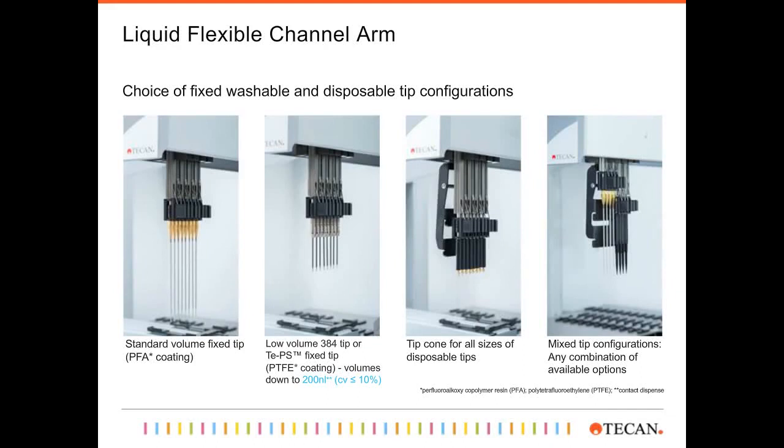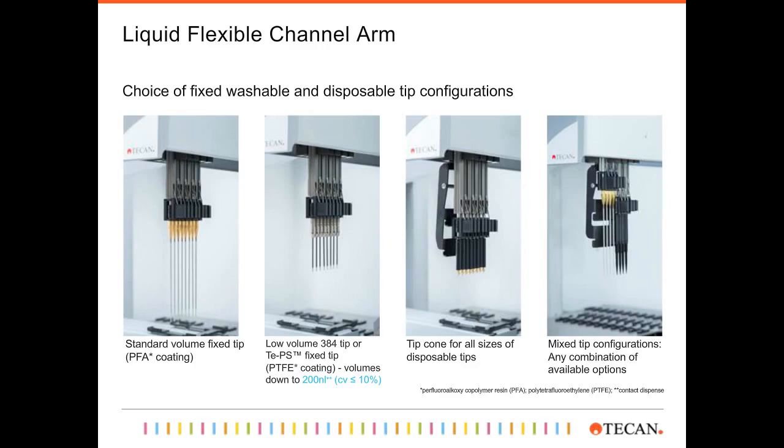The flexible channel arms are capable of pipetting down to 0.5 microliter and 1 microliter in free dispense up to a full mil. The liquid flexible channel arm can go as low as 200 nanoliters when doing contact dispensing with our low volume tips. And if you use our large syringes, you can pipette all the way up to 5 ml. So we can really do a wide range of assays here.